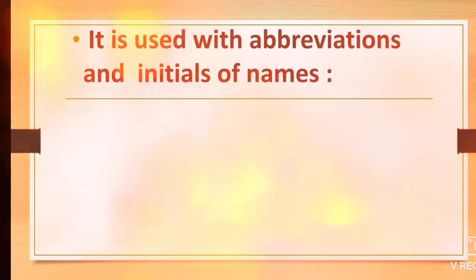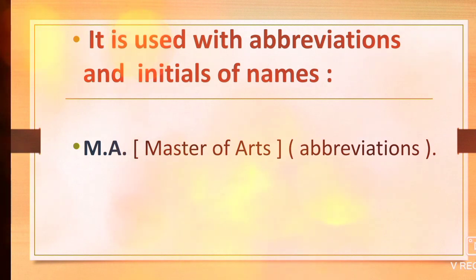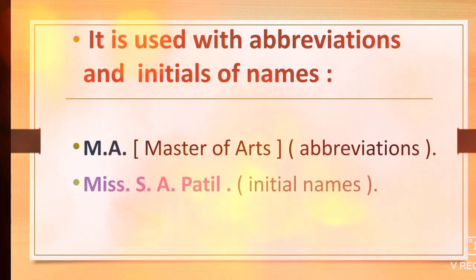Then it is used with abbreviations and initials of names. Abbreviation means, look here, for example, M.A. It's the short form of Master of Arts. Then initial names. We sometimes use our initial names. At that time you use a full stop, like Miss S.A. Patil.